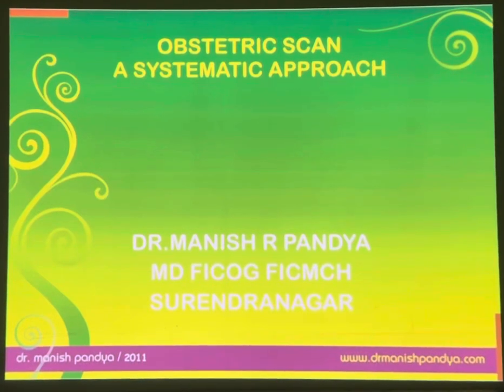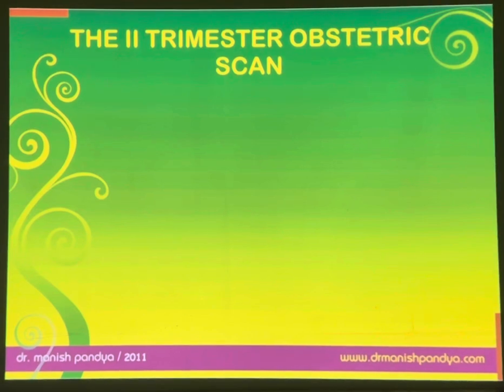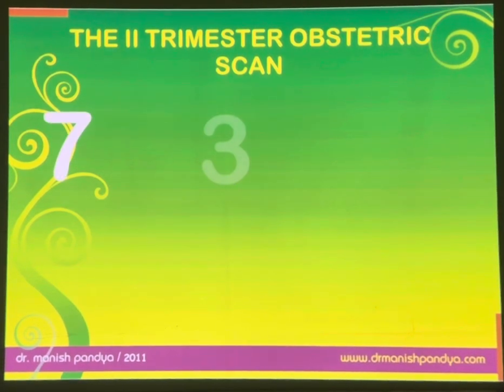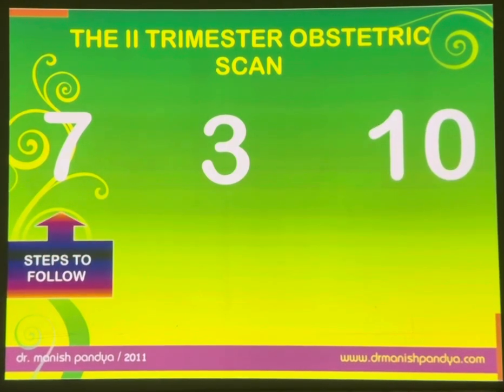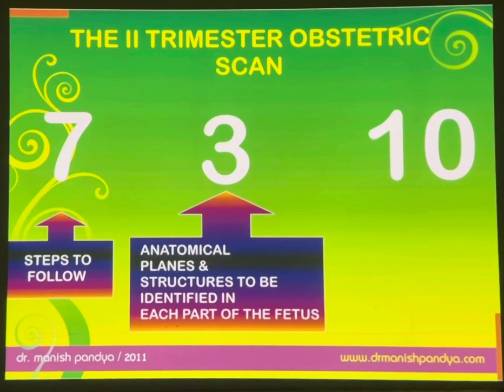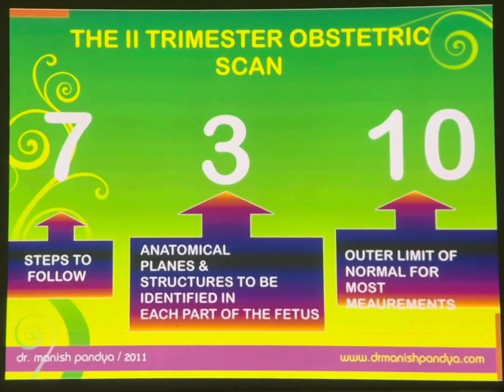Obstetric scan, a systematic approach. The obstetric scan we are doing in the second trimester has 7 steps to follow. 3 is the anatomical plane and 10 is the outer limit. In the 3 anatomical planes we have to see the structures to be identified in each part of the fetus, and 10 is the outermost limit for any measurement.